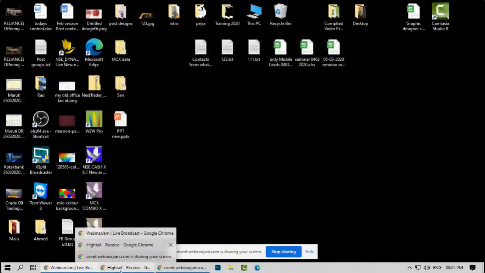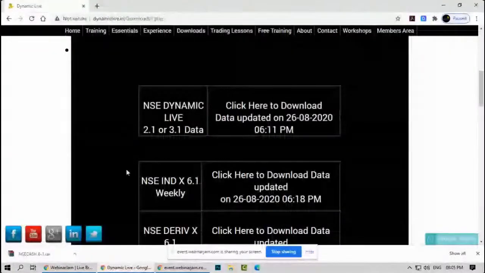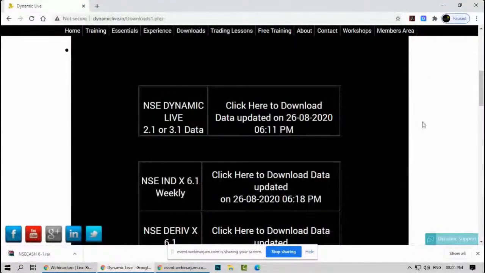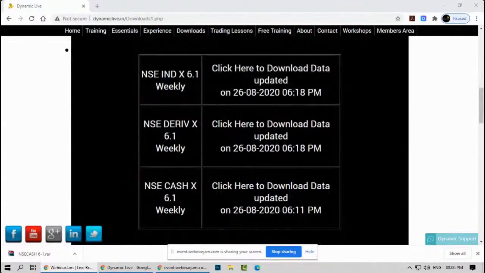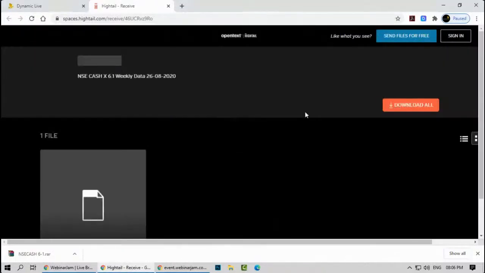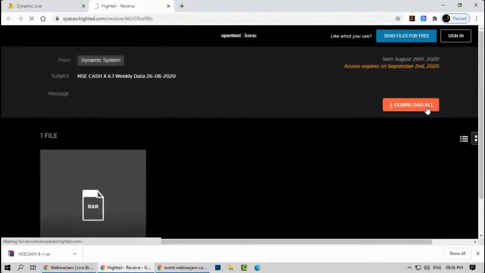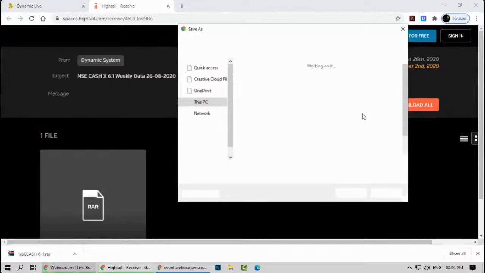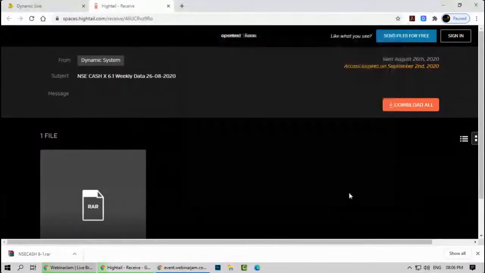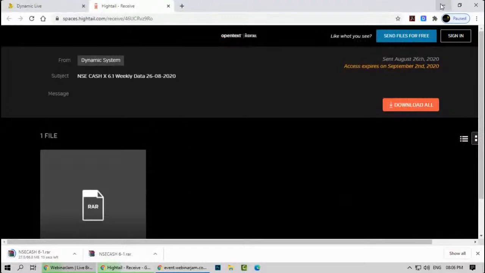Similarly, we will now update the NSE cache Dynamic System data. All of you who want to update NSE cache Dynamic System data, there's a table that you have to come to, NSE cache 6.1. Click on it and download it. Download it on the desktop so that it is easy for you to find it.